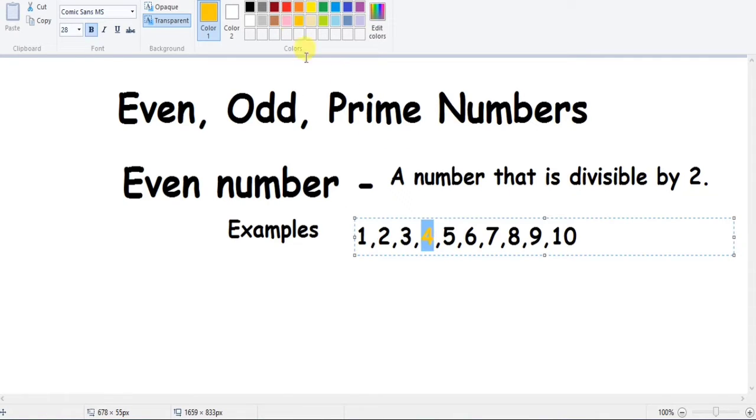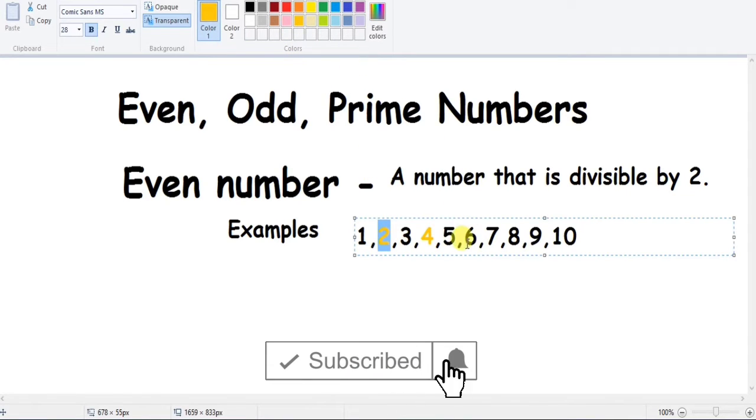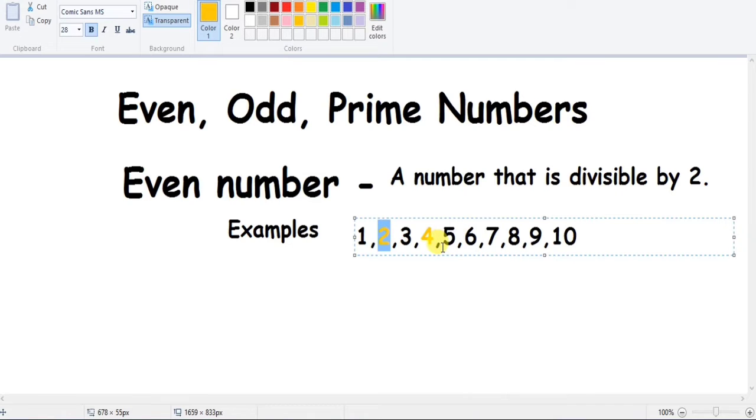So this makes number 2 an even number. And then 5 cannot be divided by 2. 6 can be divided by 2 to be 3, and so 6 is an even number. And then 7 is not divisible by 2 because if you divide it you're going to get a remainder of 1.